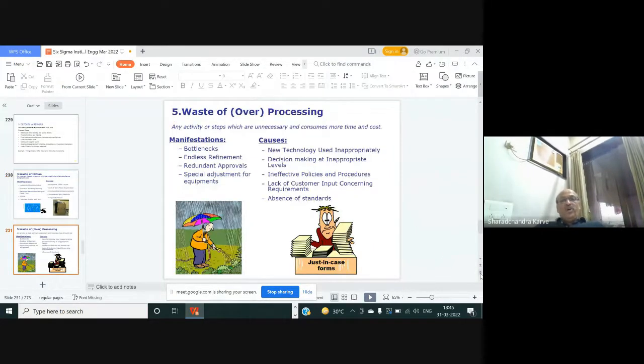Then waste of over processing. Many times we keep on over processing like this. You look at the picture in front of you on the slide: it is raining heavily, still he is watering the plants as a process. So we keep on modifying the slides, we keep on modifying the reports, too many checks for one document. Endless refinements, redundant approvals, spatial adjustments for equipment, etc. are waste of over processing.